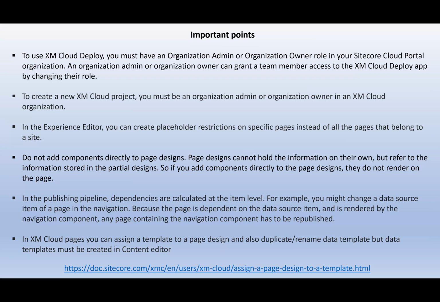In the publishing pipeline, dependencies are calculated at the item level. For example, you might change a data source item of a page in the navigation. Because the page is dependent on the data source item and is rendered by the navigation component, any page containing the navigation component has to be republished. We will see this at a later stage when we talk about publishing and pipelines.